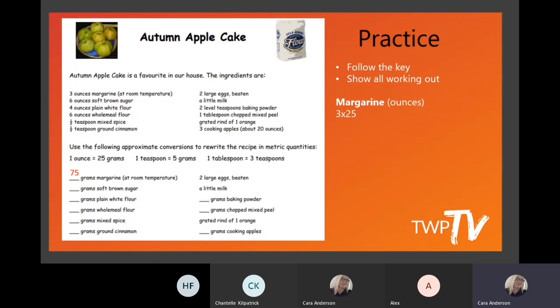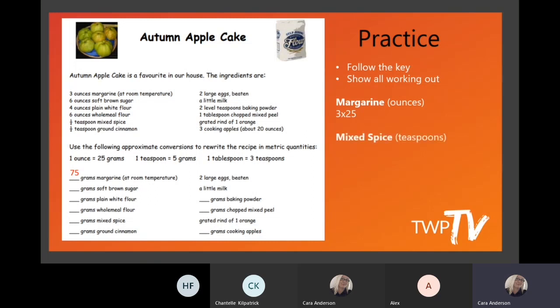Okay, and you would then do that exactly the same for the other ingredients. So for example, the soft brown sugar, that is 6 ounces, so I do 6 times 25. The plain flour, 4 times 25. The wholemeal flour, 6 times 25. Okay, just follow the recipe.